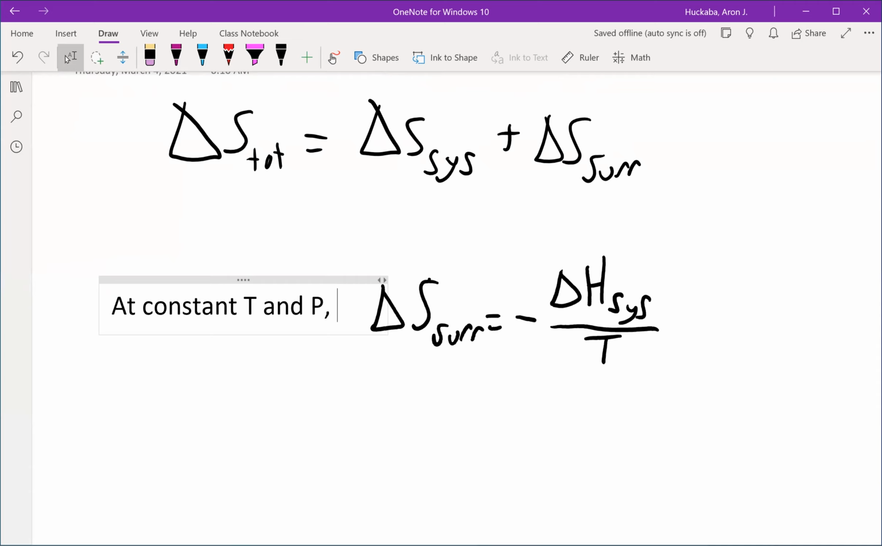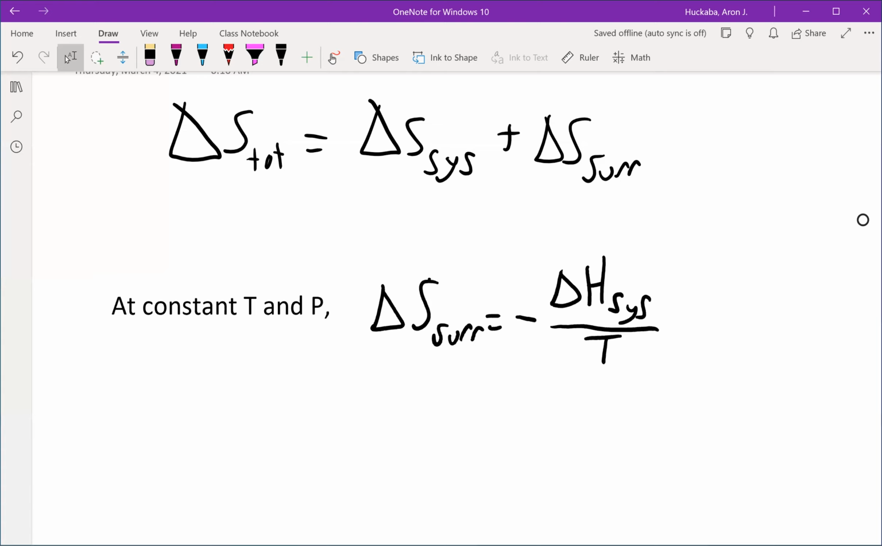Because remember, enthalpy is a measure of whether heat is given off or taken in from the surroundings. So we could say that the delta S of surroundings is directly equal to the negative enthalpy over the temperature that we're at. Because as temperature goes up, the change goes down, and as temperature goes down, the change goes up. Similarly, the delta S of surroundings can increase with increasing enthalpy and decrease with decreasing enthalpy.